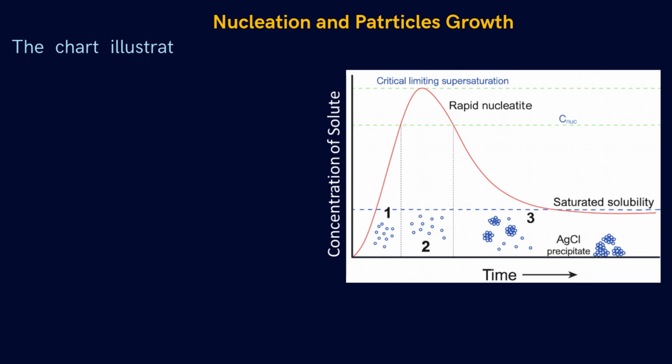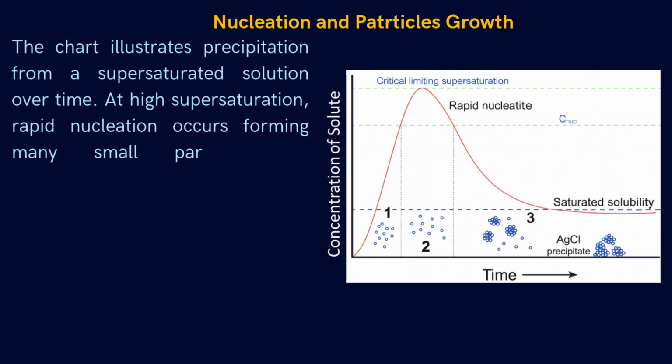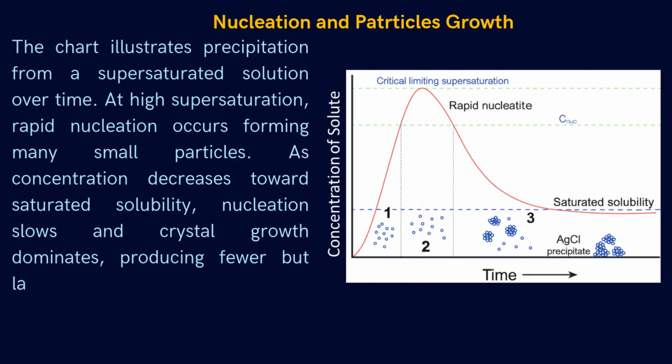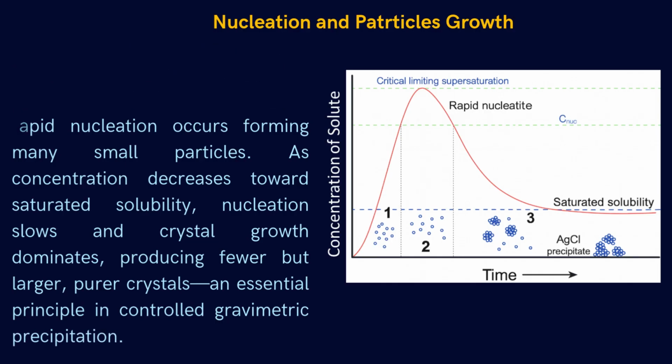This chart illustrates precipitation from a supersaturated solution over time. At high supersaturation, rapid nucleation occurs, forming many small particles. As concentration decreases toward saturated solubility, nucleation slows and crystal growth dominates, producing fewer but larger, purer crystals, an essential principle in controlled gravimetric precipitation.